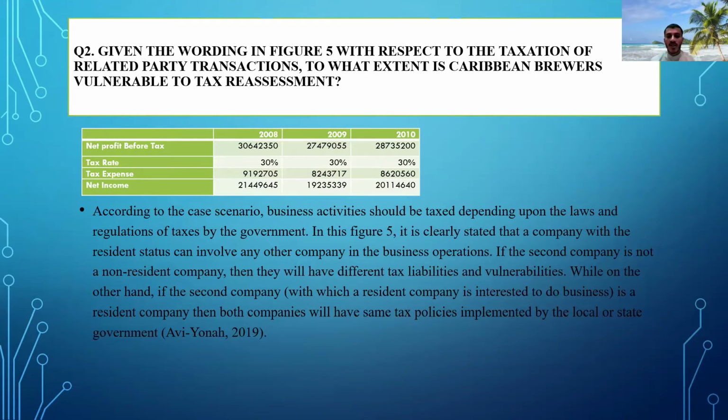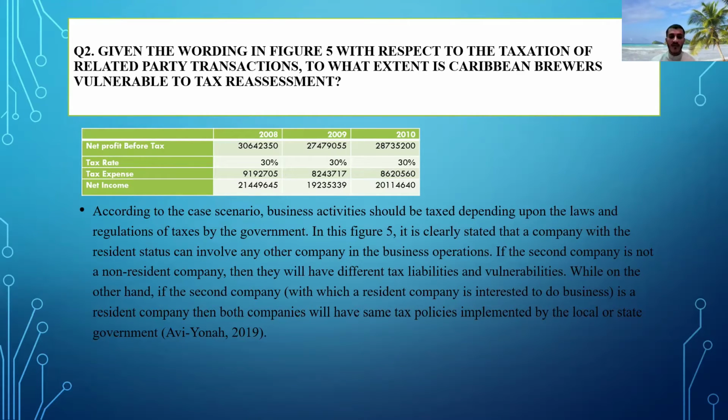Given the wording in figure 5 with respect to the taxation of related party transactions, to what extent is Caribbean Powers vulnerable to tax reassessment? You may include an analysis of calculation here. You can see the figure in this table. According to the case scenario, business activities should be taxed depending upon the laws and the regulation of taxes by the government.